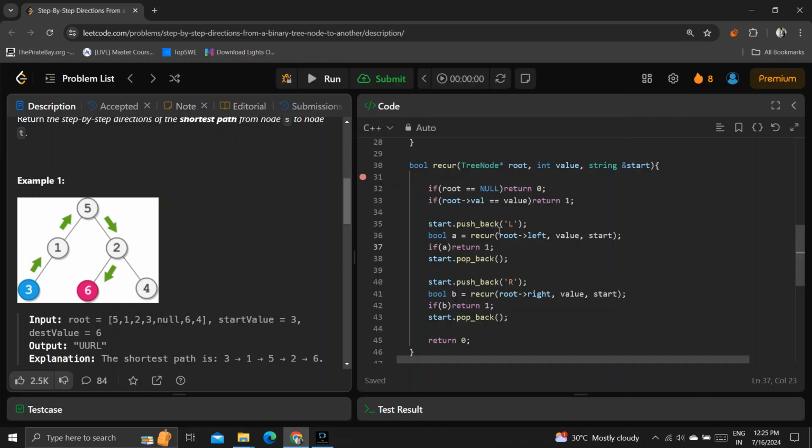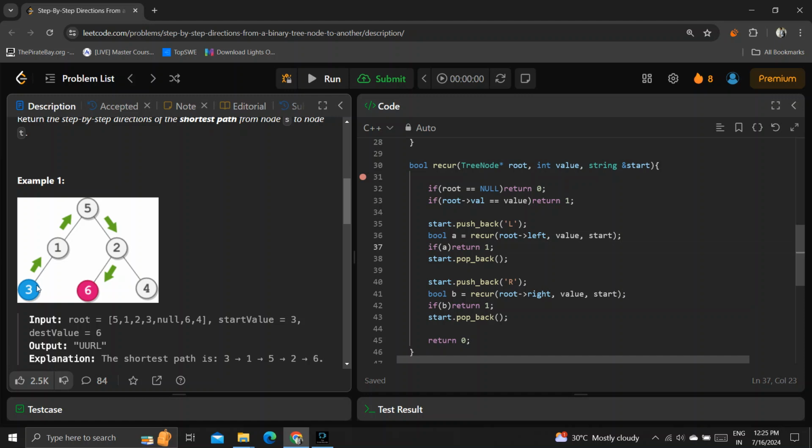So we will push L, and where will we move? We will move towards this, right? We are moving towards 1, and again we will reach here. Root is not equal to null, and 1 is not equal to 6. We will again push L, right? And now we have root 3.